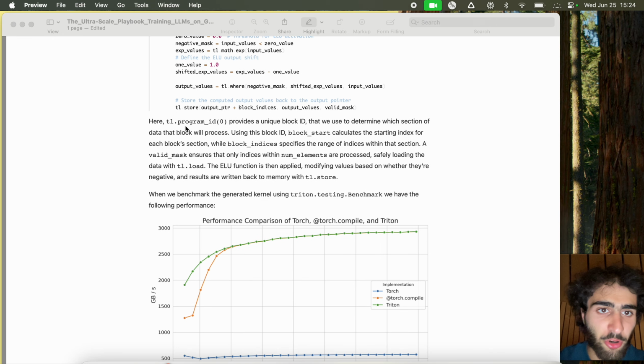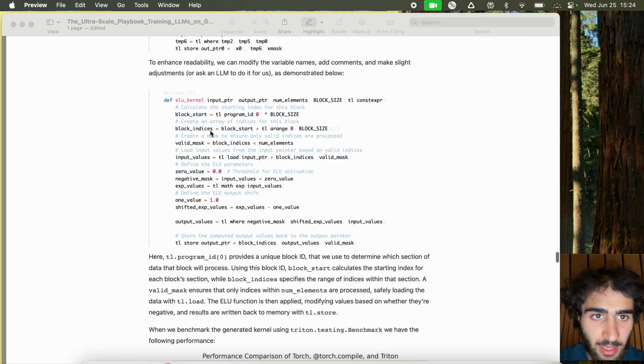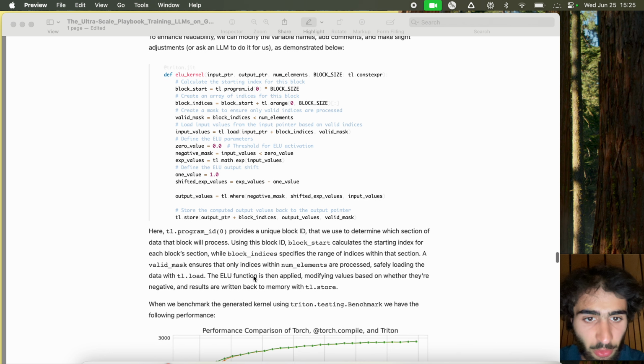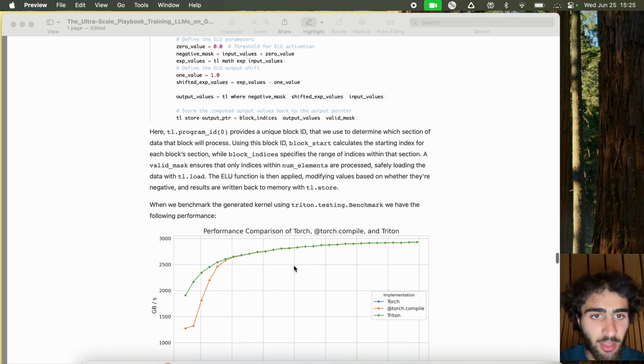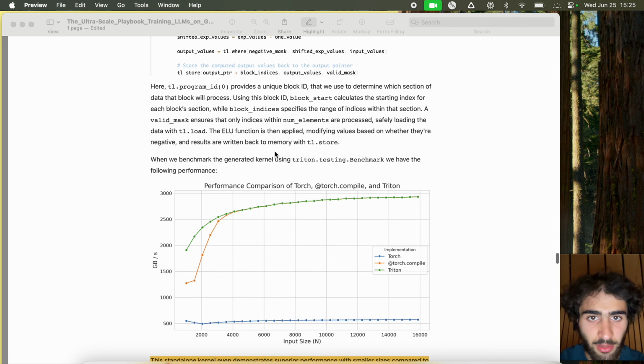And here, tl.program_id(0) provides a unique block ID, which is at the very start, that we use to determine which section of data that block will process. Using this block ID, block start calculates the starting index for each block section, while block indices specifies the range of indices within that section. A valid mask ensures that only indices within number of elements are processed, safely loading the data with tl.load. And the ELU function is then applied, modifying values based on whether they're negative and resulting in the memory it's being written to with tl.store.